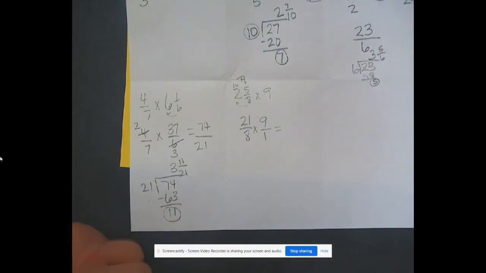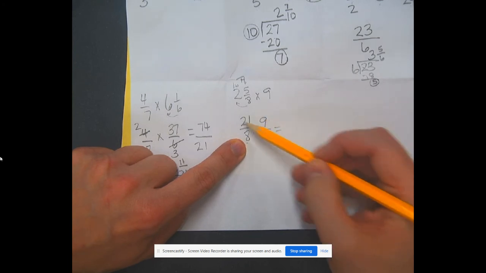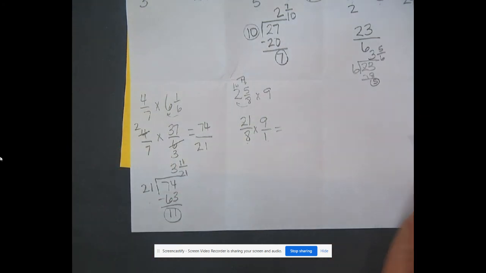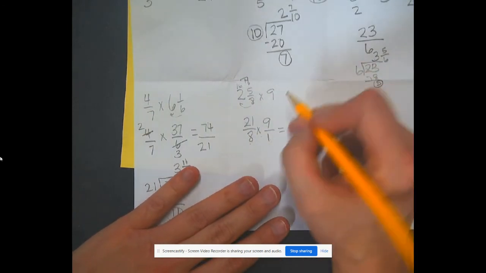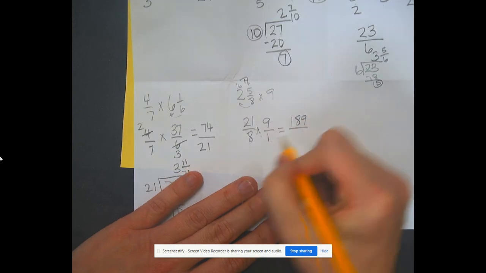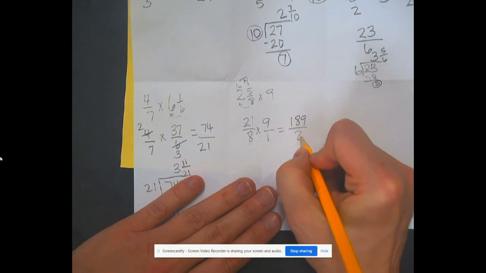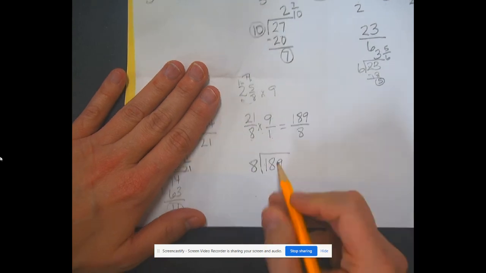Now what do I do? Is there anything that 8 and 9 can be divided by? Is there anything that 21 and 1 can be divided by? No, because it's 1, right? Okay, 21 times 9 is what? 189. 8 times 1 is 8. So 189 divided by 8.